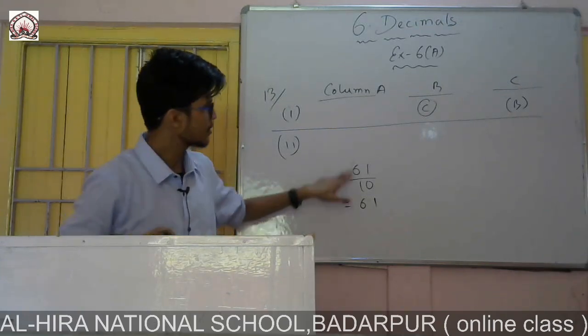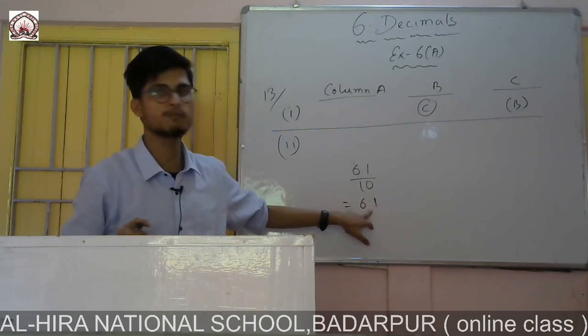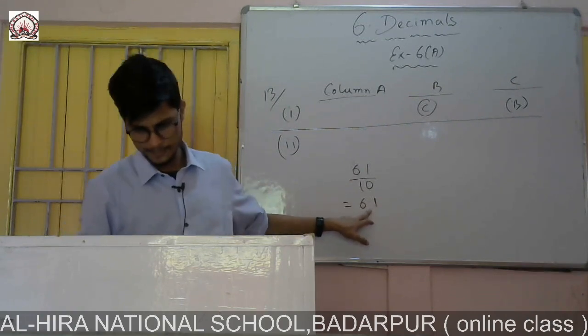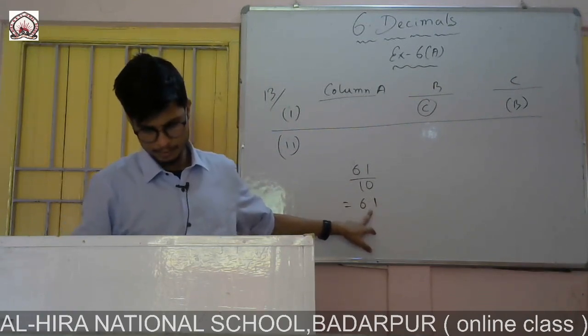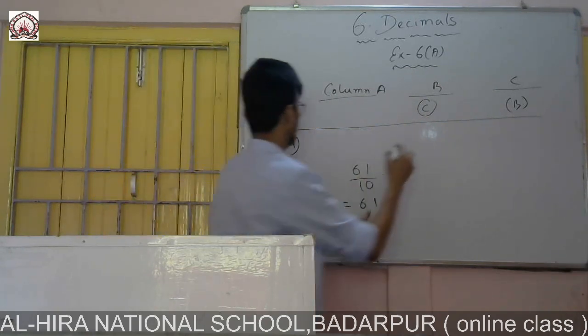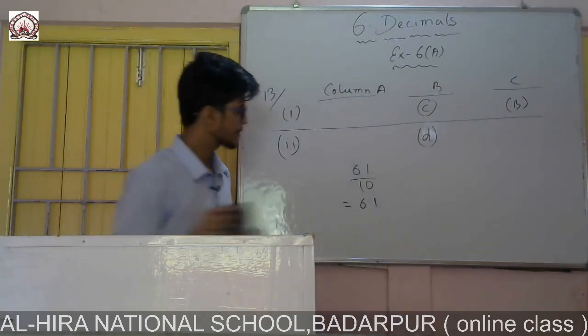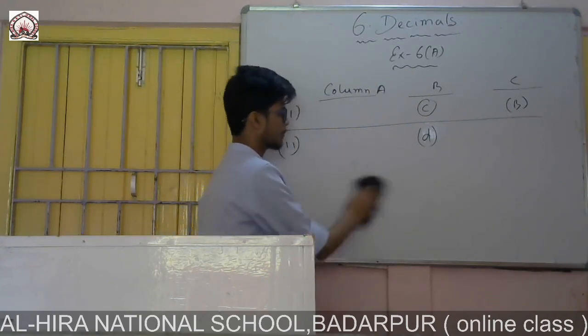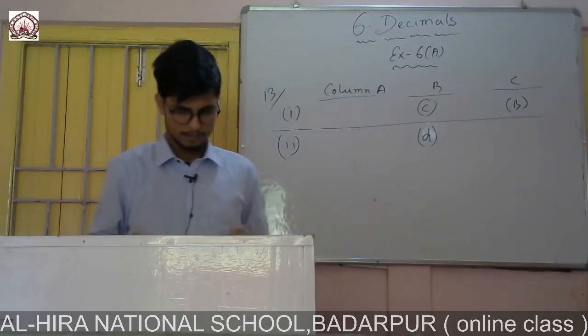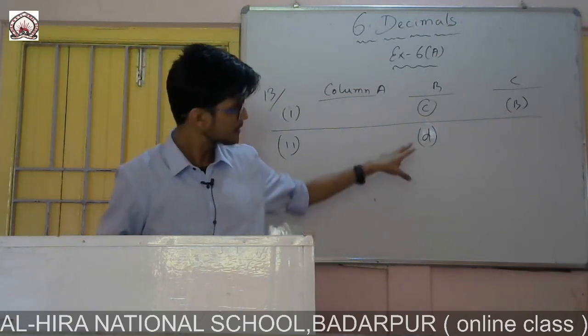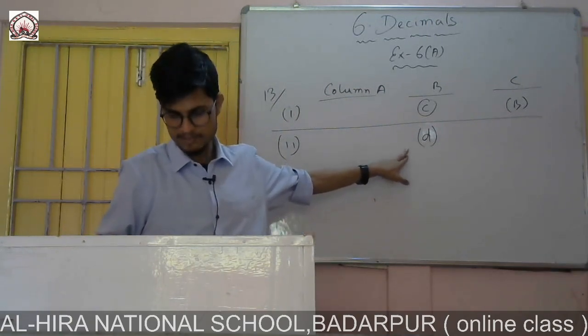6.1. 61 by 10, that means 6.1. You find out the option in column B. It is option number D. You see, it is given 6.1. So question Roman number 2, column B, answer is you match Roman number 2 with column B, option number D. It is given 6.1.